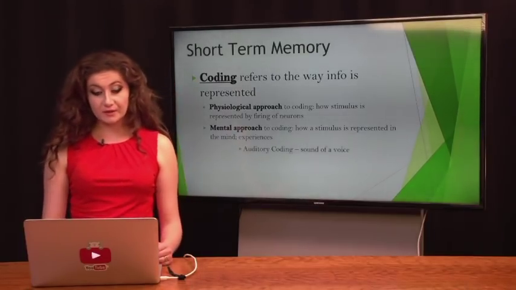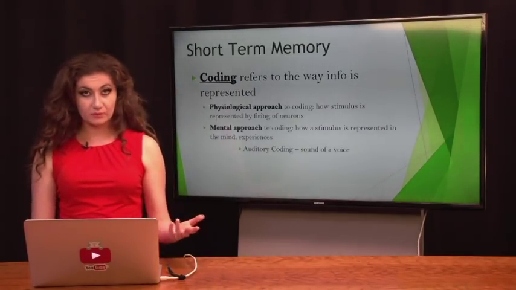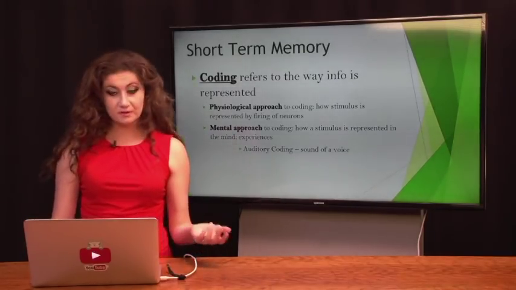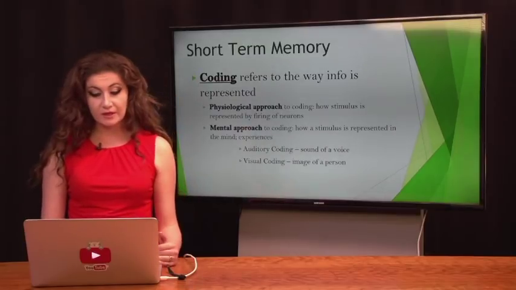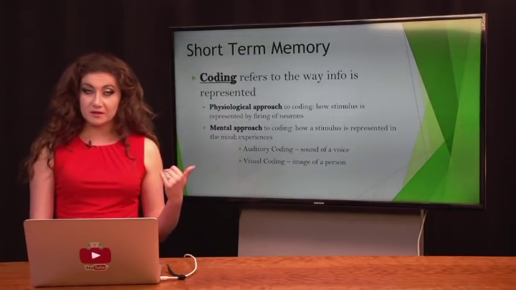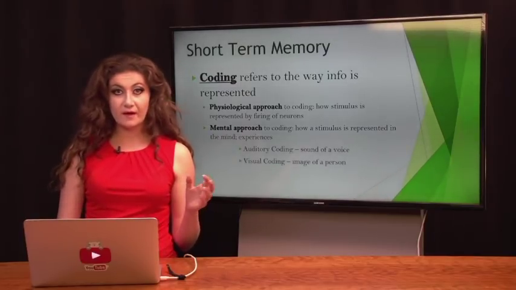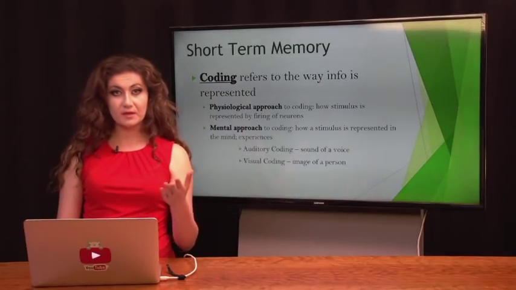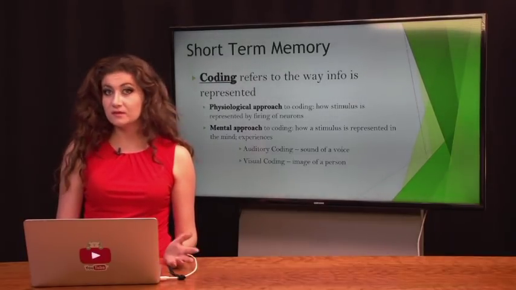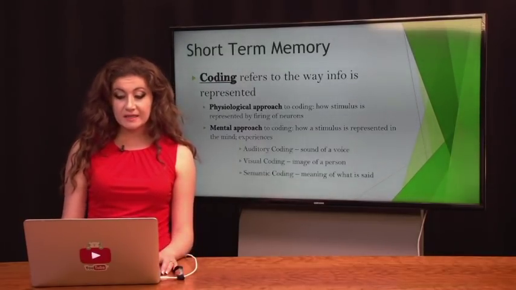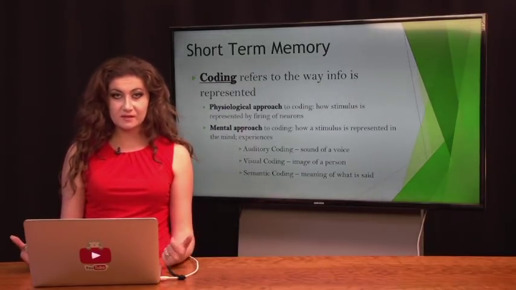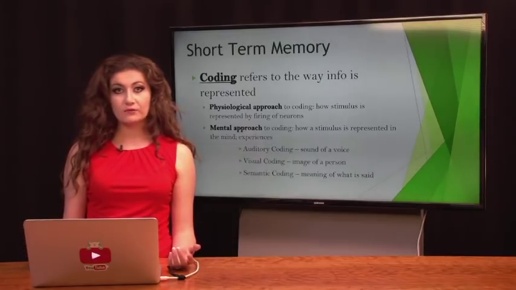So auditory coding, related to the sense of hearing, can be the sound of a voice or a sound of a musical instrument, basically anything that you can hear. Visual coding is us using our visual cortex and our occipital lobe to be able to view stimuli as it hits our photoreceptors in our eyes. So anything image related would be visually coded. And lastly, we have semantic coding, which is understanding what is being said. It's understanding the meaning of words.